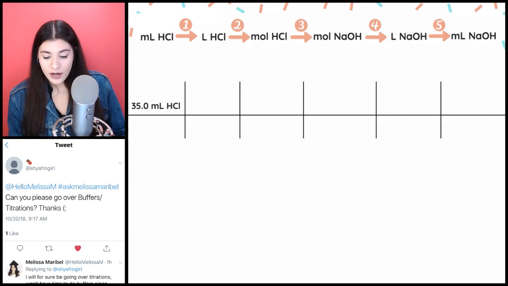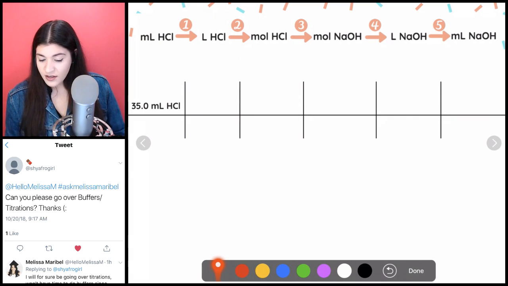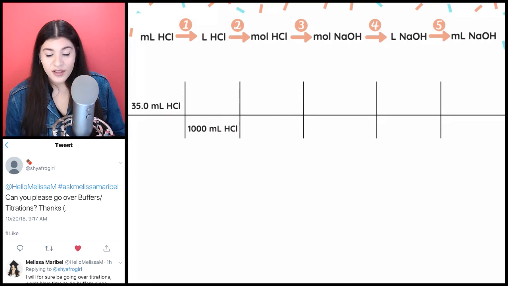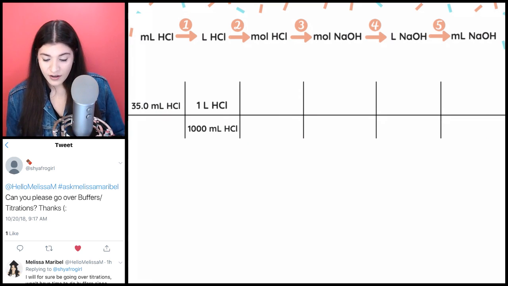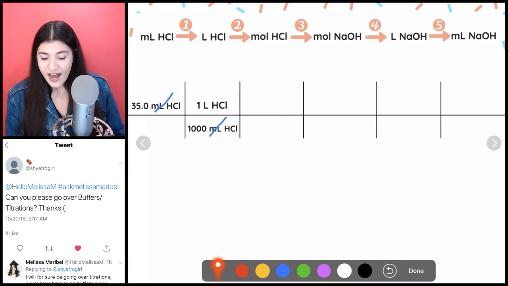Next, we said we wanted to change this from milliliters to liters. So I have to align my units across so they can cancel. So 1,000 milliliters per every 1 liter. And so far we see that milliliters and milliliters will cancel. And we'll keep going. So where are we at now? We're at liters, right? We're right here. We're at liters of HCl.